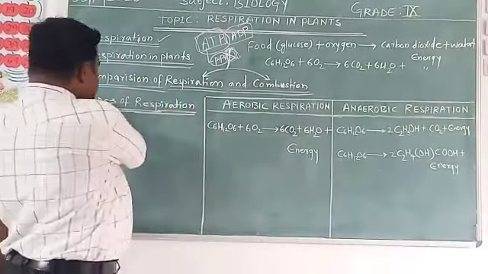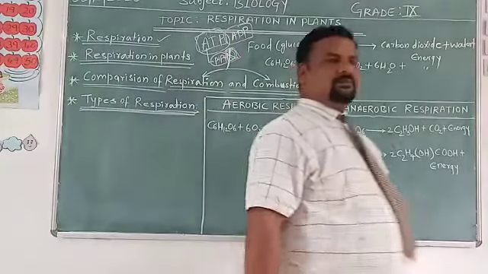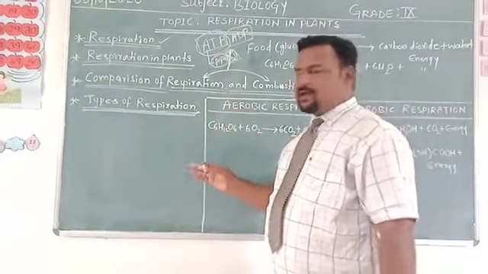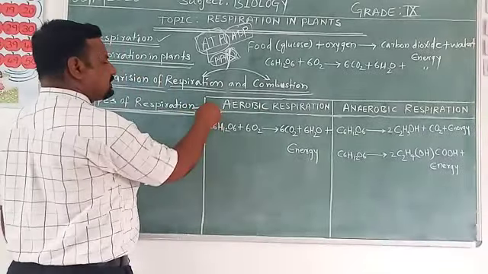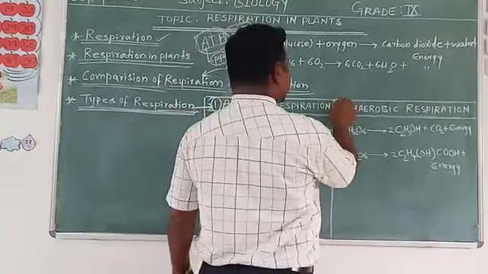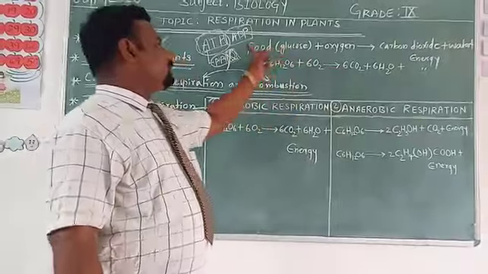Now, on the basis of the presence and absence of oxygen, respiration is further classified into two main types. These are the types of respiration: one is aerobic and the other is anaerobic. See here, in general, the equation for respiration is shown on the top.